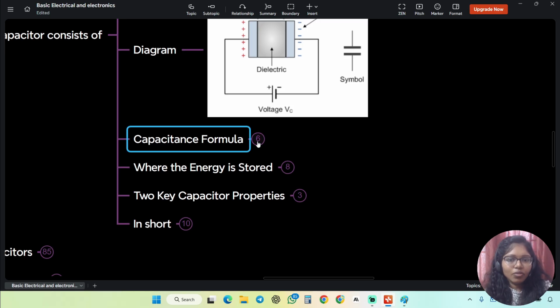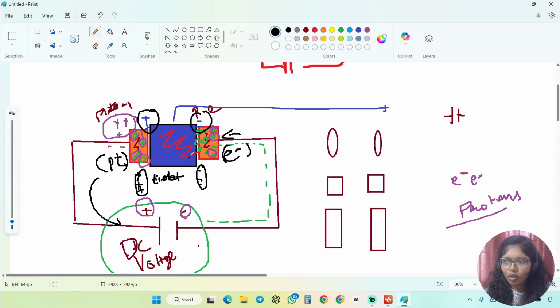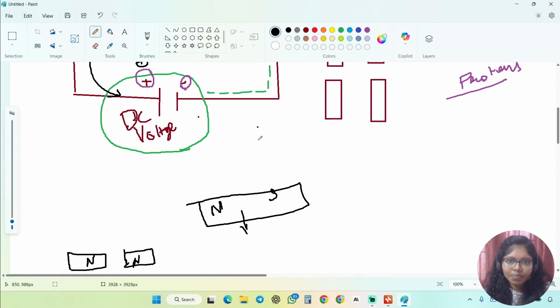Next one, the formula for capacitance. If you want to find out the formula for this capacitance, we know that for resistance, the resistance value is found using Ohm's law. Whenever we give some voltage, depending on that the electrons flow and the current passes. If you want to limit some current and voltage, we introduce resistance. For that, we use Ohm's law.